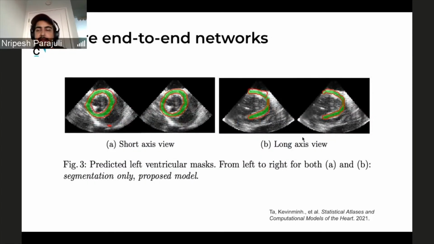Again, here are nice examples: on the left we have the result without this joint framework, and on the right with the joint framework. As you can see, I think the green is the ground truth and the red is the prediction. It's much more improved. Here, a different axis as well. These are short axis and this is the long axis view, just slicing the heart from the top or sort of from the side. It seems to be better for this as well. So overall, more and more end to end.